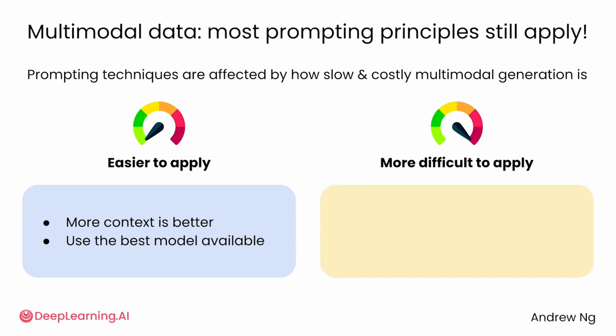But some of the other techniques, like generating multiple options, you can still do that, but if each option now takes many seconds or even a few minutes to generate, then this becomes hard to apply because you end up having to wait for a long time. Or if you want to iterate through many designs, then that too becomes harder if each generation takes a long time or is costly. But if you have the patience to wait a little bit longer, then all of those techniques also apply to generating audio, images, video, and so on.